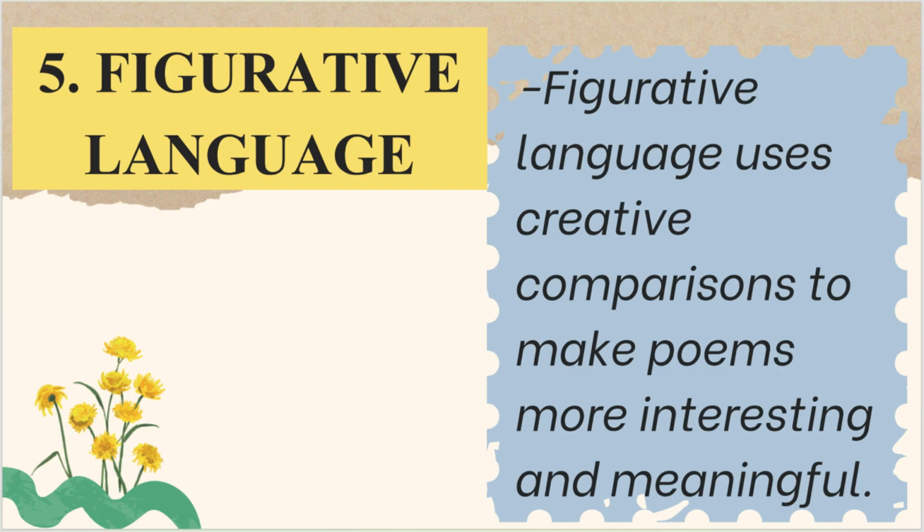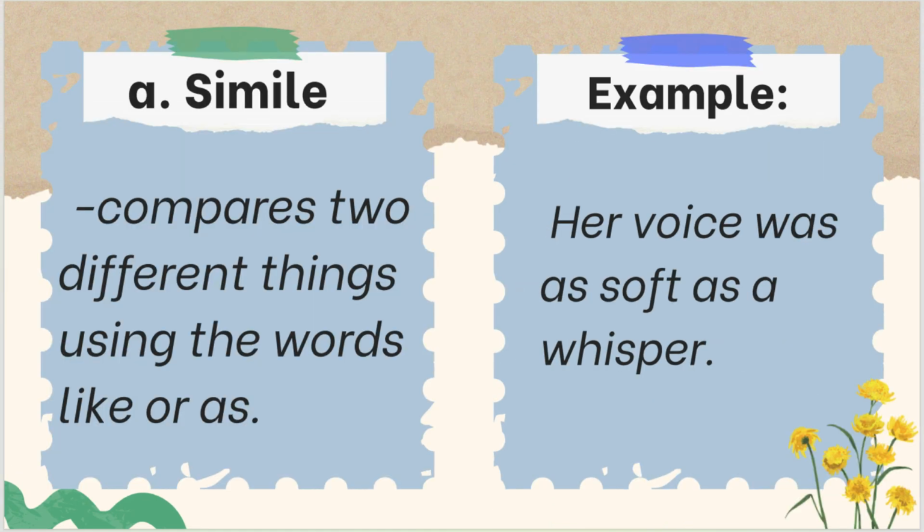Let's now move forward to the fifth basic element of poetry, figurative language. Figurative language uses creative comparisons to make poems more interesting and meaningful. Figurative language has also different types. Letter A is simile. Simile compares two different things using the words like or as. An example of this is, her voice was as soft as a whisper.